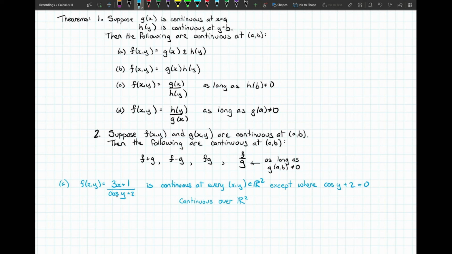But don't ever forget that we sometimes have to take a look at that denominator and just see if it could potentially equal 0. At those points, then we would have a form of discontinuity.